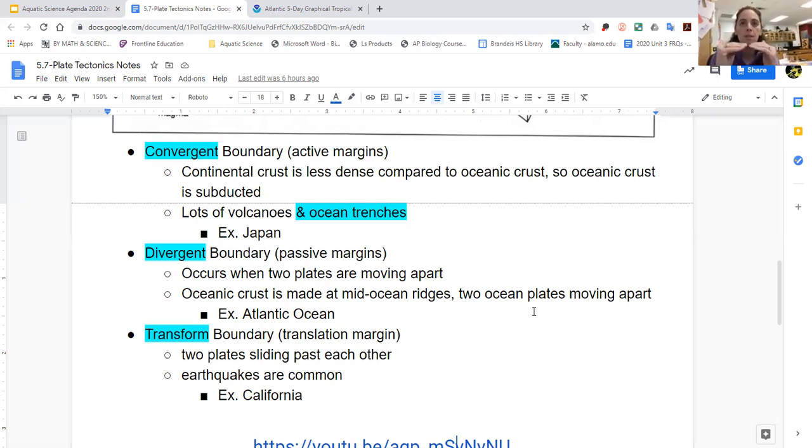Divergent boundaries are passive. It's where they're moving apart. And the volcanoes here are less exciting. They're not as explosive, but it's really more the magma slowly seeping upward as the plates move apart. So we're getting new ocean crust made here.